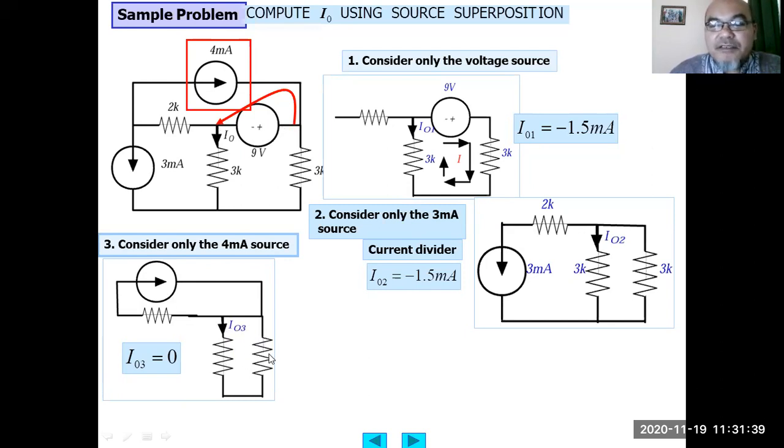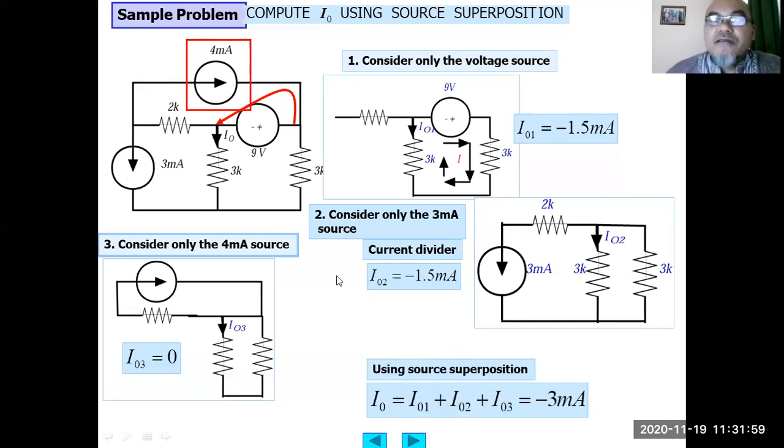This one is in parallel with this one. They are floating branches. A floating branch is not connected because they are short circuited. The current only flows through this resistor. Okay, so the current flowing through here is 0. It means the current IO due to the contribution of the 4 milliampere source is also 0.